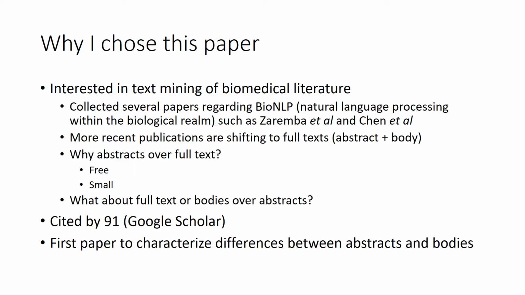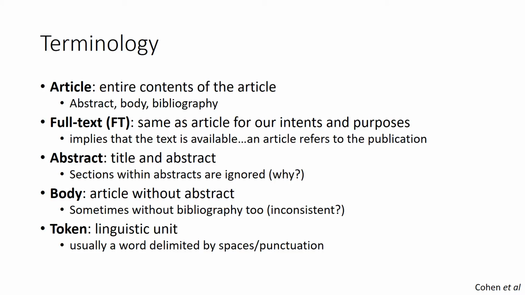The paper was cited 91 times. That doesn't make it necessarily high in quality, it just means that it got a bit of attention. That attention was due to the fact that the paper characterizes differences between abstracts and bodies in very, very broad ways. We'll move on to the next slide.